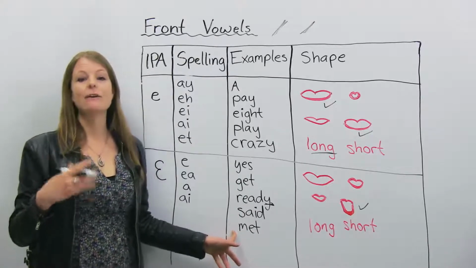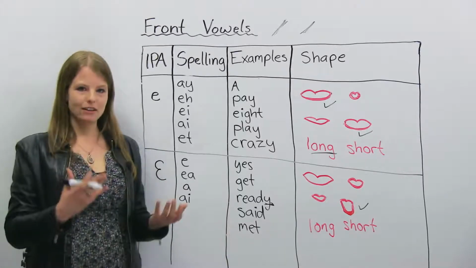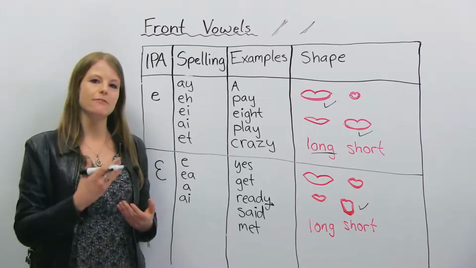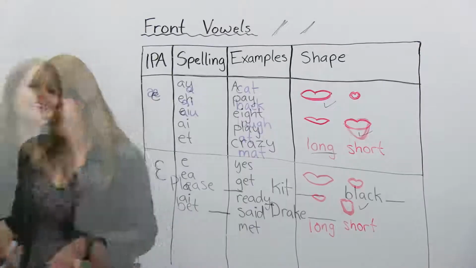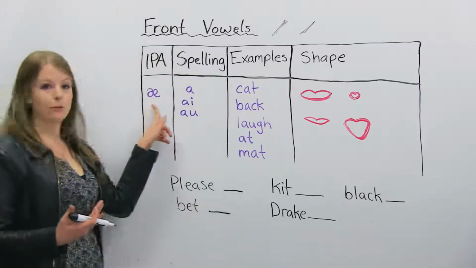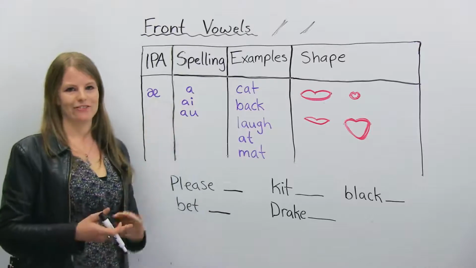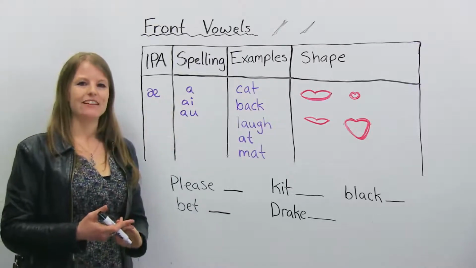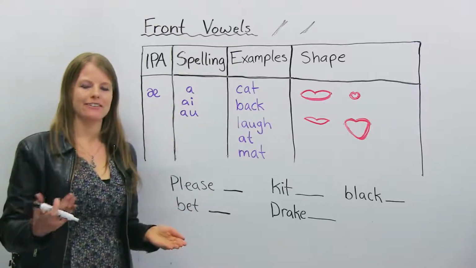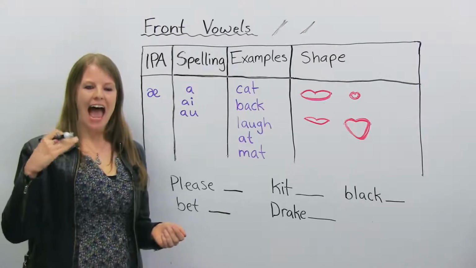Okay, great. Now we have one more sound I'm going to teach you today, which is also a front vowel, but is a little bit different than the ones we've just learned. The last front vowel we're going to do today is this one. This is the IPA form, and this is the ah sound. So what you've noticed maybe is a pattern. E, I, A, E, ah.